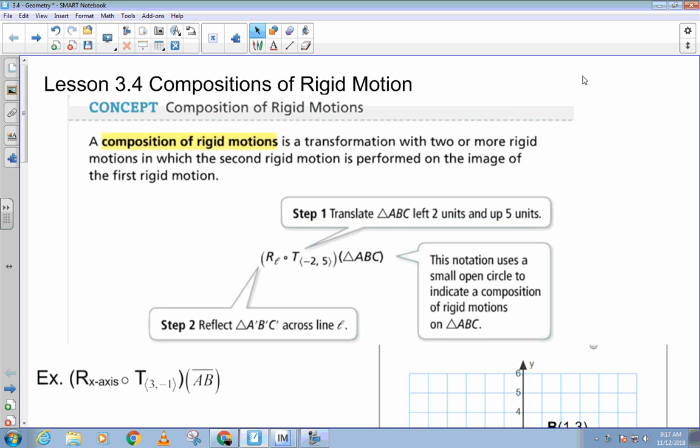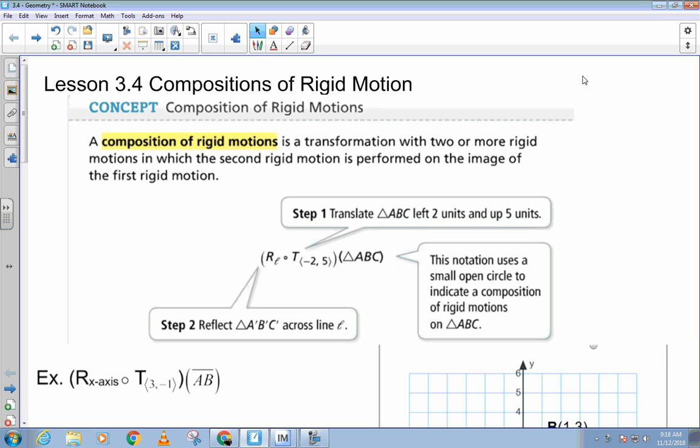So we did a little bit of this in the project that we did on Friday, and so we're talking about composition of rigid motion. And that's when you take a transformation and you do two in a row, okay? And your final transformation is a rigid motion. So you might reflect and then rotate, or you might translate and then rotate, or rotate and then reflect, okay?